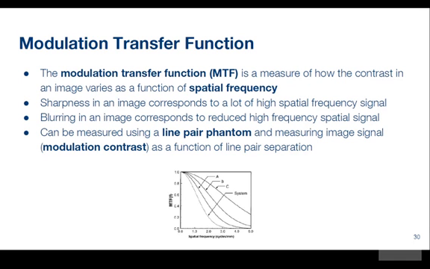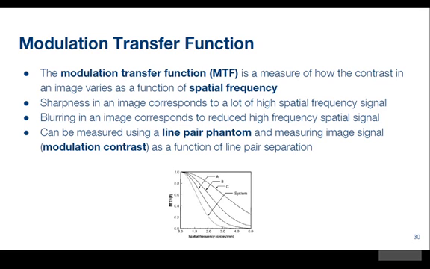Now, another important aspect is we're going to go back to the concept that an image is made up of lots of different spatial frequencies, and the imaging system is going to differ in how it transfers information on each of those spatial frequencies into the final image. So what the modulation transfer function tries to do is to characterize this.